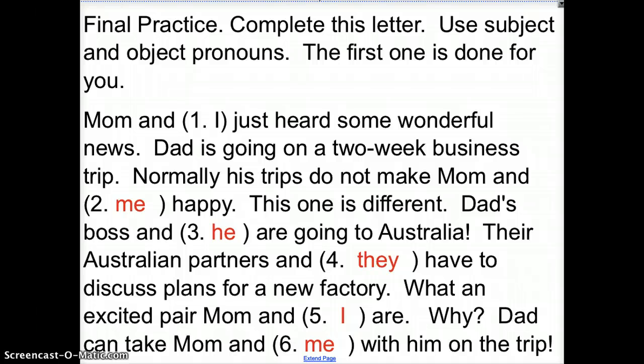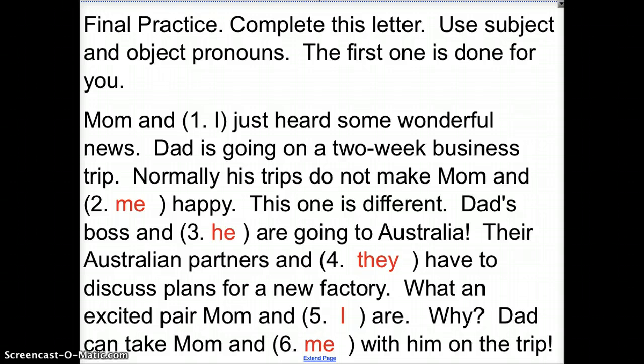This one is different. Dad's boss and he are going to Australia. Dad's boss and blank is before the verb, are. So I'm going to choose subject, he. They're business partners and they have to discuss plans for a new factory. Have to discuss is the verb. It comes before. I'm going to choose subject, they.